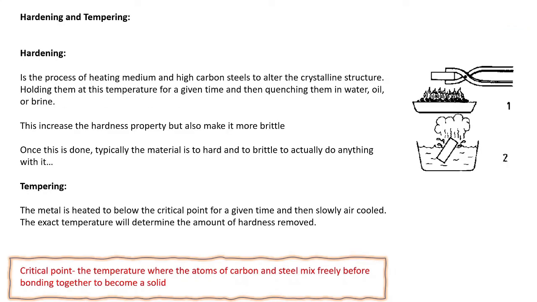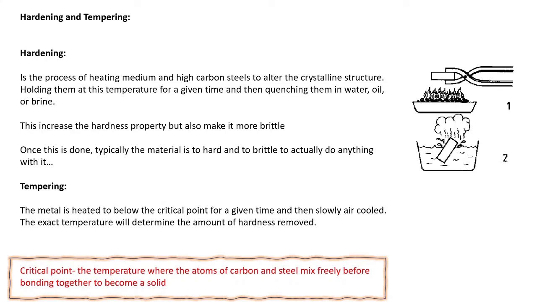Then you've got hardening and tempering. Hardening is the process of heating medium and high carbon steels to alter the crystal structure. You heat them up and hold them at this temperature for a given amount of time, and then you quench them, again, either in water, oil, or brine. This increases the hardness properties, but it will also make it more brittle. So basically, it can withstand indentation and scratching, but if you were to apply a toughness test to it, it would snap.